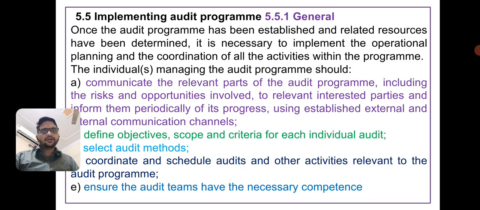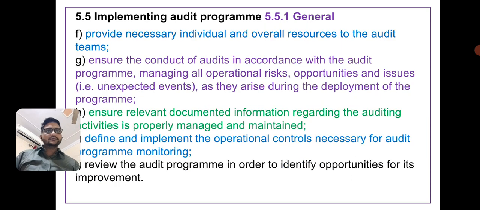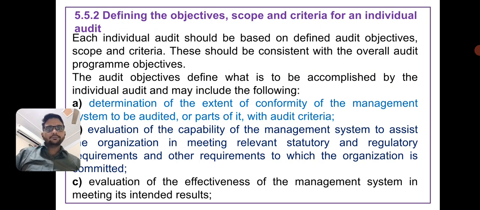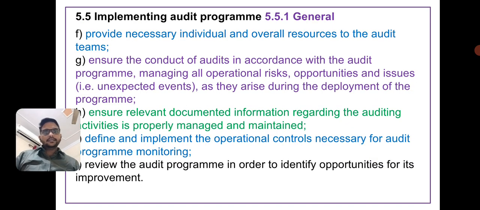Next is define the objective, scope and criteria of each individual audit, select audit methods, coordinate and schedule audits, and ensure the audit teams have the necessary competence, provide necessary resources, and ensure the conduct of audits in accordance with the audit program. And next is ensure relevant documented information, define and implement the operational control necessary for the audit program, and review the audit program in order to identify opportunities for its improvement.